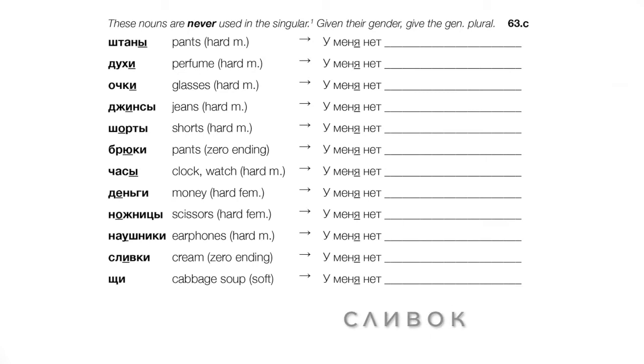У меня нет сливок. Okay, shchi means cabbage soup, plural only. У меня нет щей. And that's kind of a funny noun, but we might guess that the genitive plural would be in -ей because of the shch consonant. At any rate, we get щей.